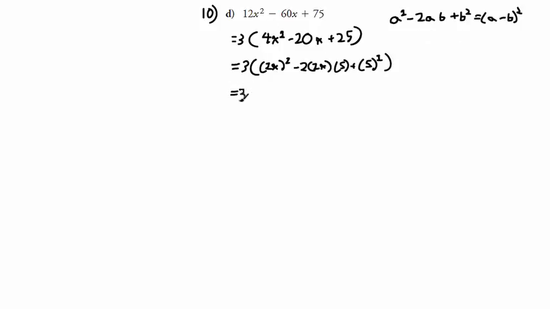Knowing that, now we can factor this. This becomes (a minus b) all to the power of 2. So this here, a, 2x, minus b, which is here, minus 5, all to the power of 2.